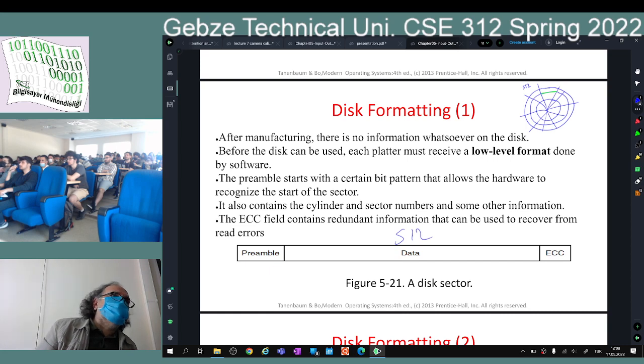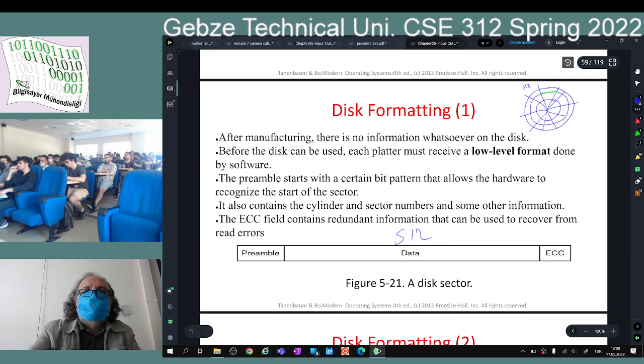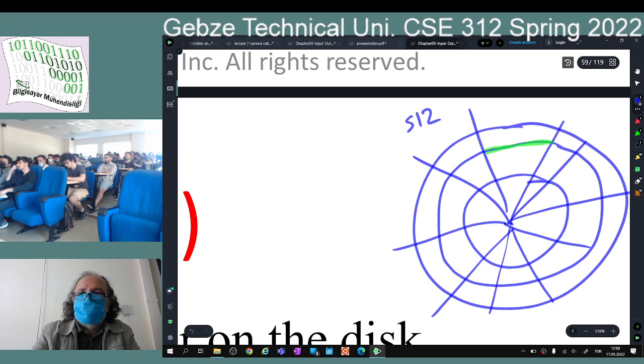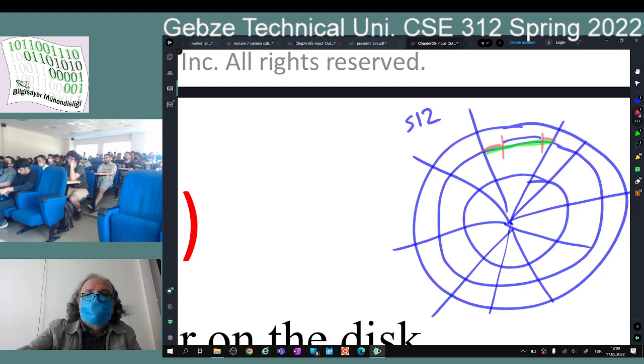When you receive your hard drive from the manufacturer, there is nothing on it. It is not formatted. There is no data. So your hard drive starts formatting your disk. First, it writes this information, saying that this is the beginning of the sector. I will have the preamble part first, then my data in the second part, and at the end I have something else. So I need to write this structure to the disk first.